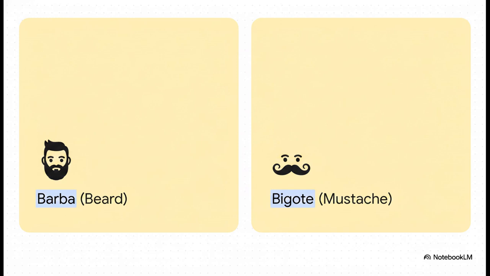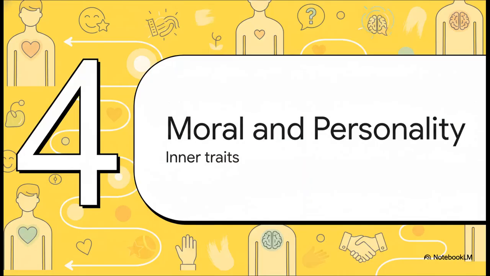While we're looking closely at the face, we absolutely must highlight facial hair options. A beard is barba, and a mustache is bigote. Now here's a crucial detail. In Spanish, when someone has these specific features, we stop using ser and we switch to the verb tener, meaning to have. So you would say, él tiene barba, he has a beard, or él tiene bigote, he has a mustache. Let's move to section 4 and see how this builds.